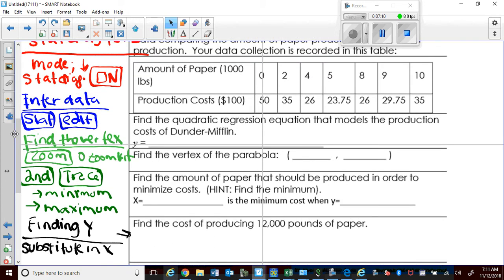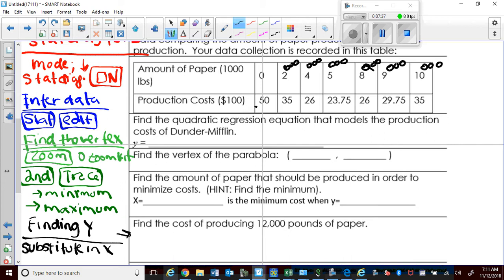Okay? So things I want you to notice about your data. The amount of paper comes in thousands of pounds. So 2 is actually 2,000. 4 is actually 4,000. 5 is actually 5,000. When x equals 8, it's actually 8,000 pounds. This is 9,000. This is 10,000. So keep that in mind because they go back and forth between using 2 and 2,000, for example.